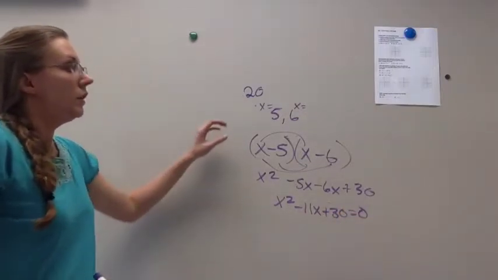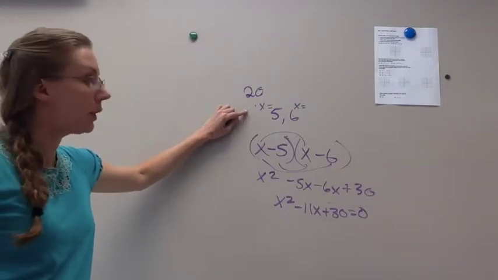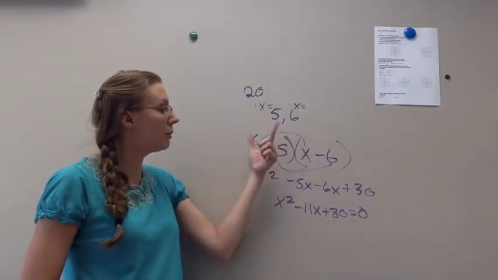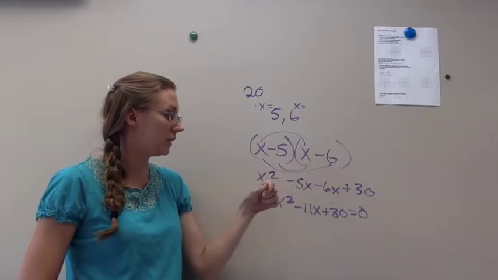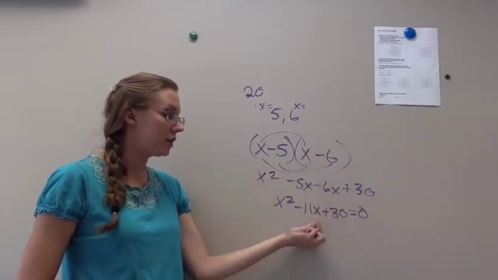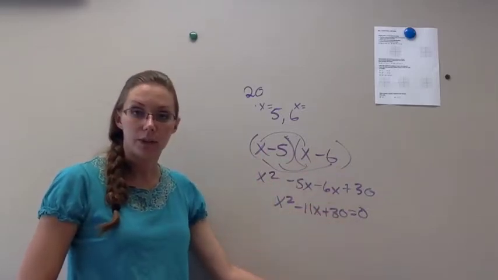Okay? So to sum that up, I want you to make sure you try 21. You're going to take the two numbers. You're going to put them in factored form by flipping the signs. You're going to FOIL it out, combine your like terms in the middle, and make sure you set it equal to 0.